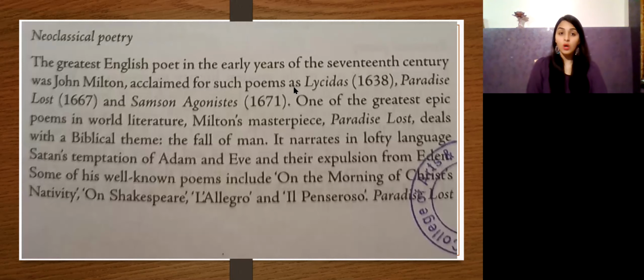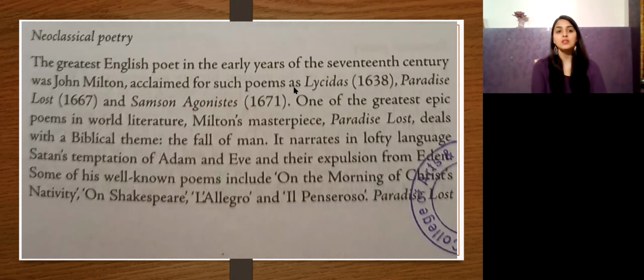Milton's masterpiece, Paradise Lost, deals with a biblical theme. What do you mean by biblical? It actually depends on the story of the Bible, the holy book of Christians, the fall of man. How did man err when he was sent back to earth, and what did he do at that time? So it is all written based on the story and theme of the Bible. It narrates in lofty language Satan's temptation of Adam and Eve, and their expulsion from Eden. Some of his well known poems include On the Morning of Christ's Nativity and On Shakespeare.